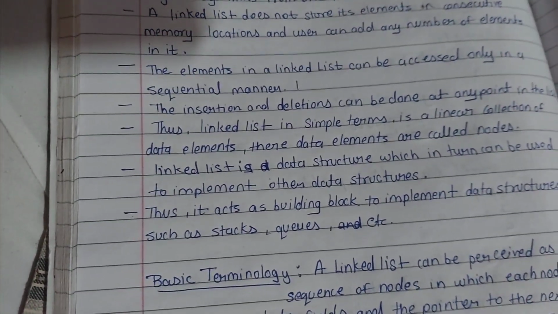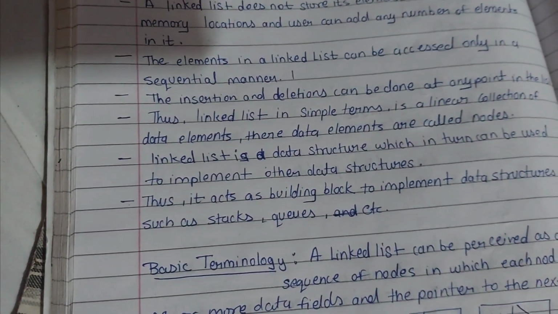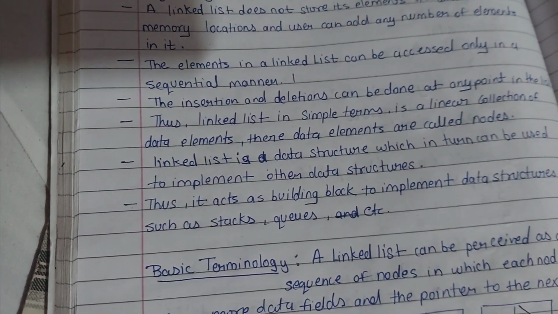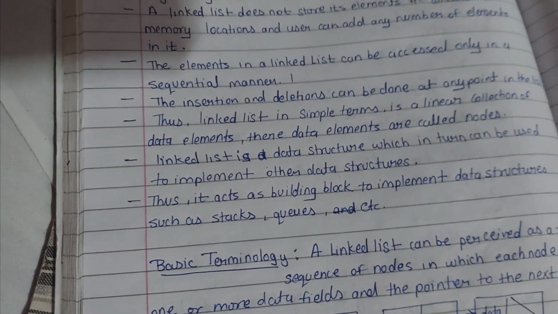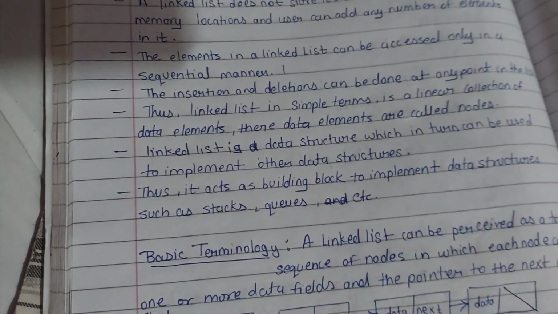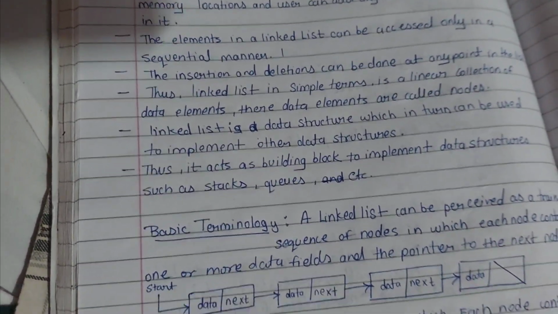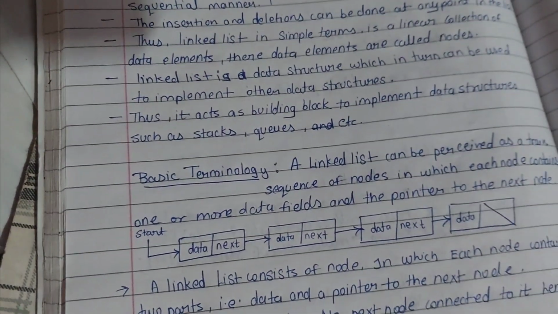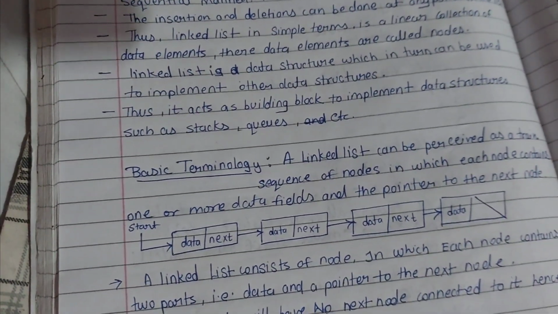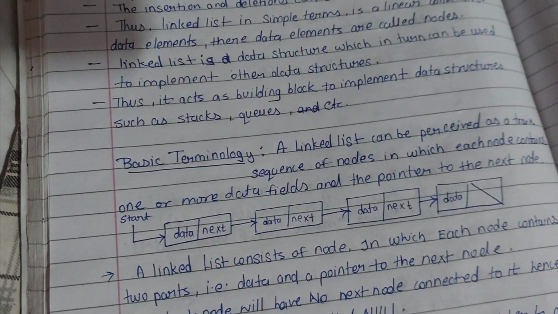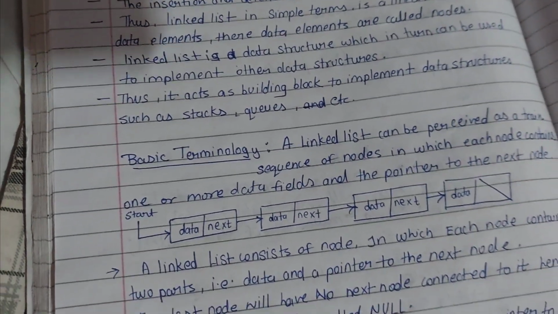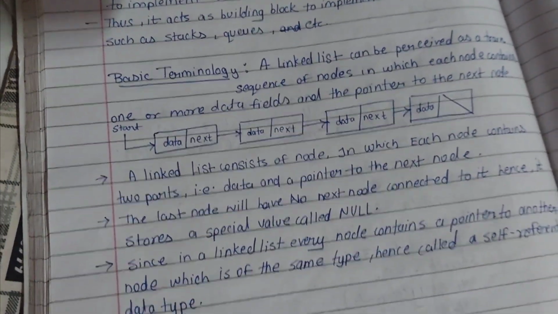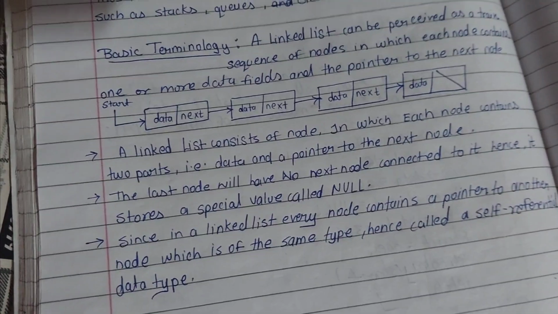In simpler terms, the linked list is a data structure which in turn can be used to implement other data structures. Thus, it is the building block or the fundamental of data structures. And using a linked list, we can implement stacks, queues, etc. So here are the basic terminologies.